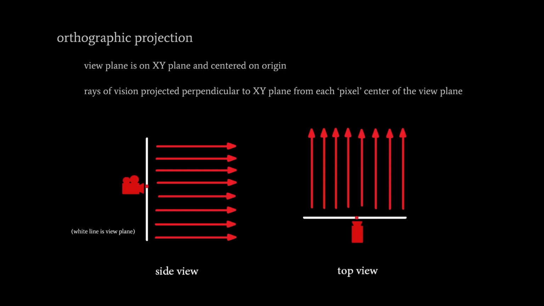And at that point of collision, what is the color of that surface? And that is what we want for the color of the corresponding pixel. So from a pixel, you're shooting a ray of vision, it hits something, and the question is, what is the color there? That's what we want the color on the pixel to be. And in this orthographic projection, all of these rays of vision are just shooting out perpendicular from the XY plane, so they're all running in parallel.